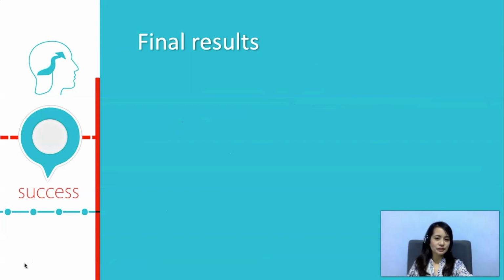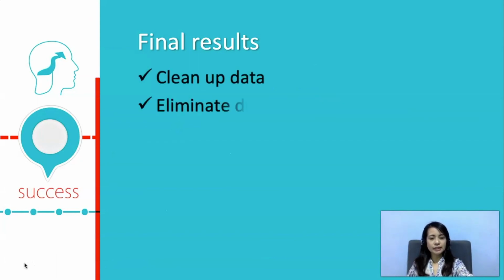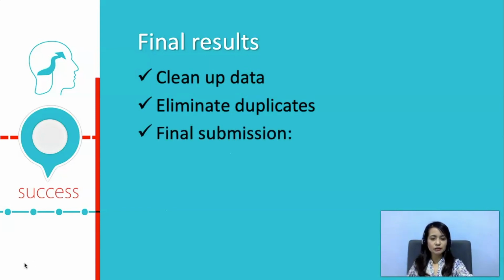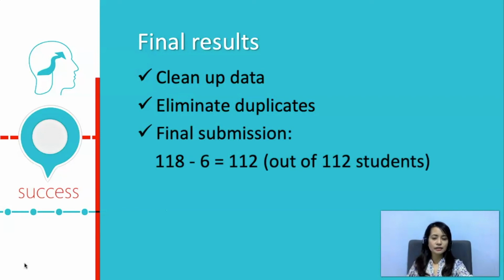As for the final results, all I had to do was to clean up the data, mainly to eliminate duplicates. So in total, for the final submission, I received 118 responses, minus 6 of the duplicates, and I end up with a total of 112 responses out of 112 students. So this gives me a response rate of 100%, which is great in my case as my persistence paid off.